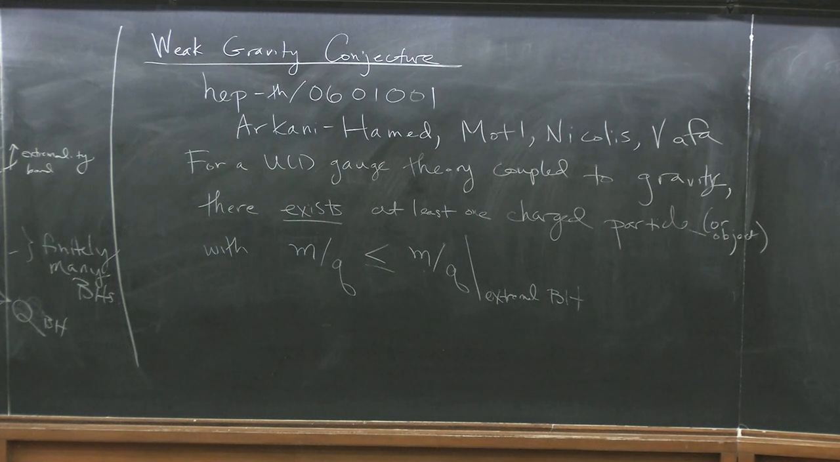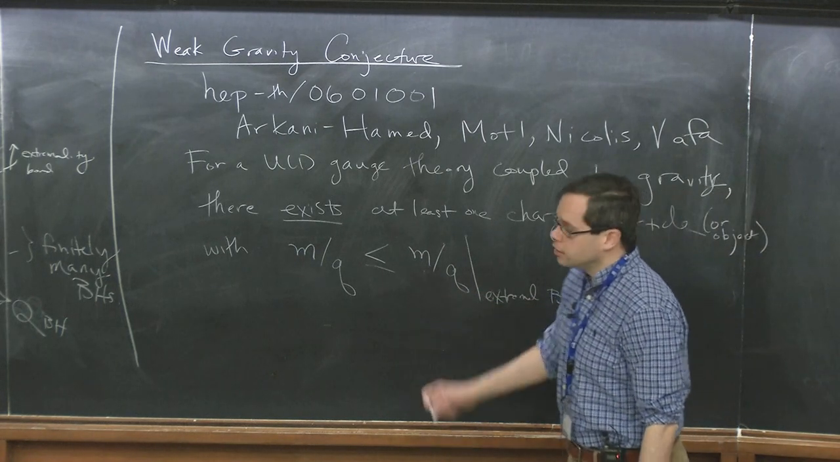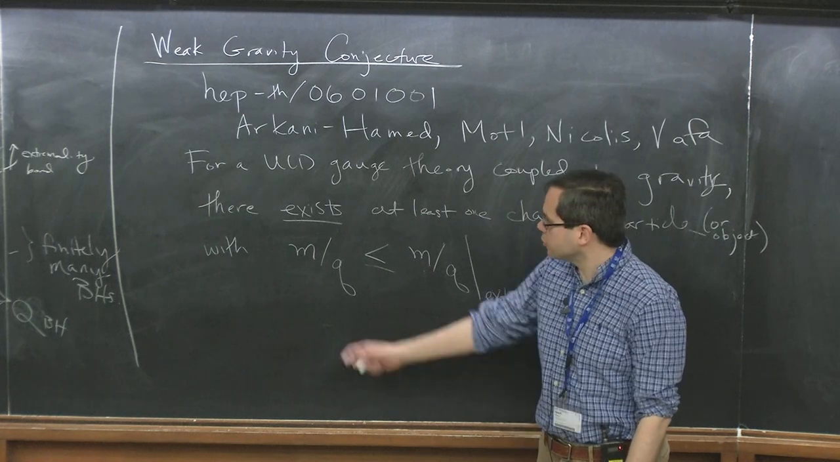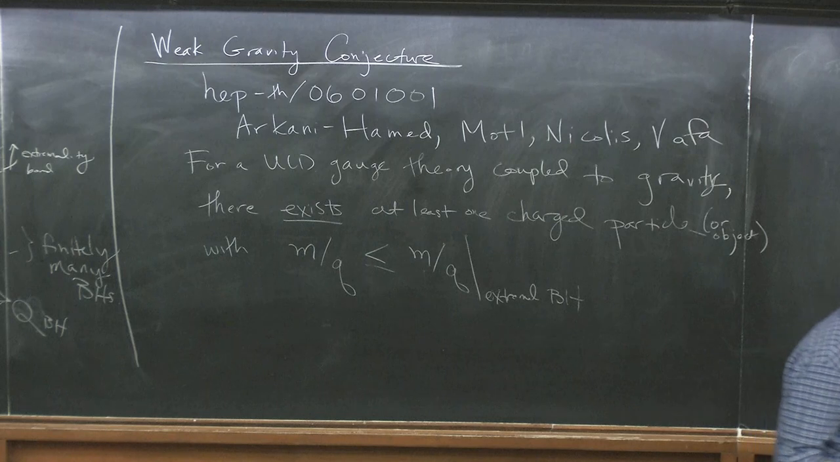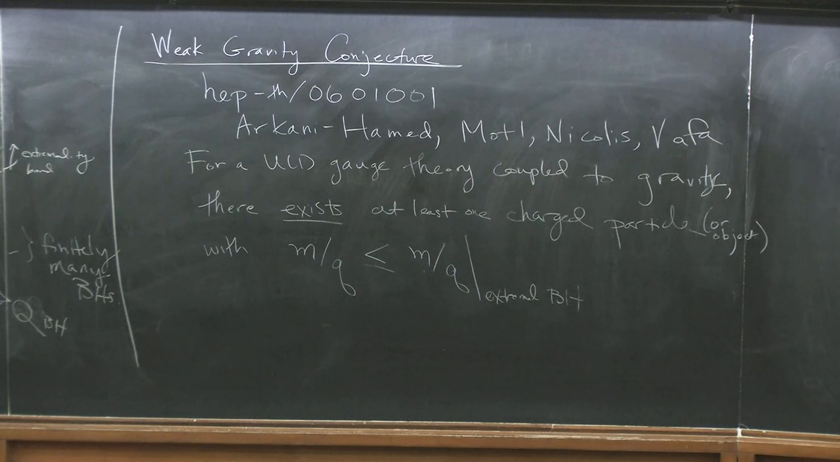Okay, so we saw that for black holes, there's a minimum mass to charge ratio. And the claim is there should be something in the theory that violates that bound, something whose mass is smaller than it would be allowed to be if that object were a black hole.